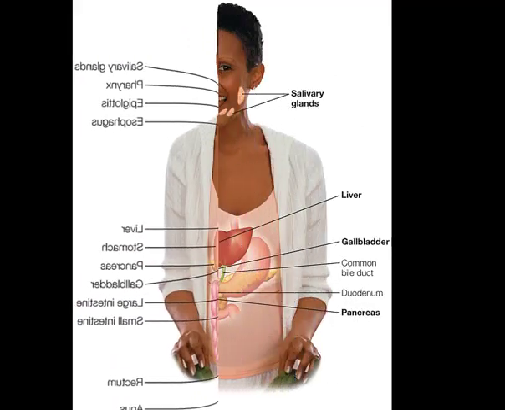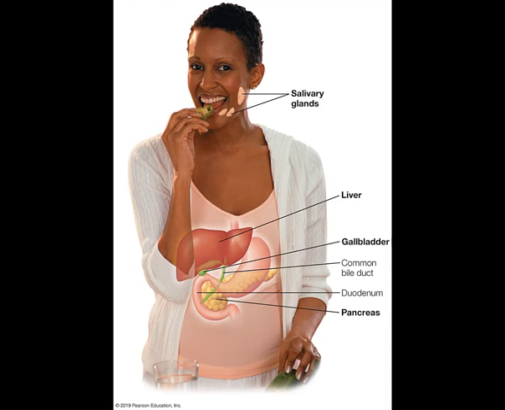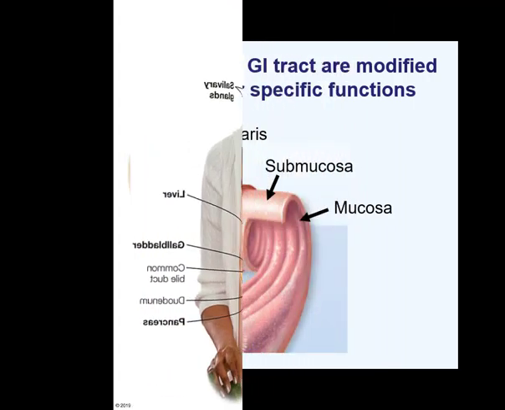We're also going to want to discuss some accessory organs. Food does not go through these organs. Instead, these organs produce or store secretions that will be used in the GI tract during the digestive processes. The accessory organs include the salivary gland, liver, gallbladder, and pancreas.